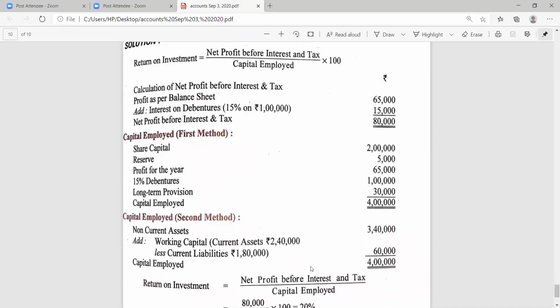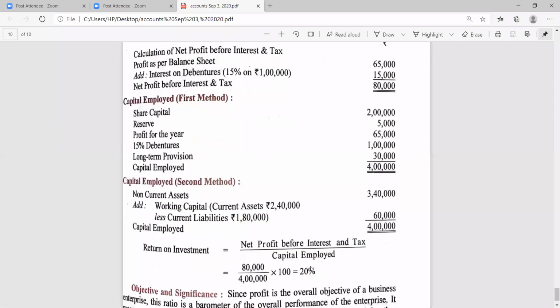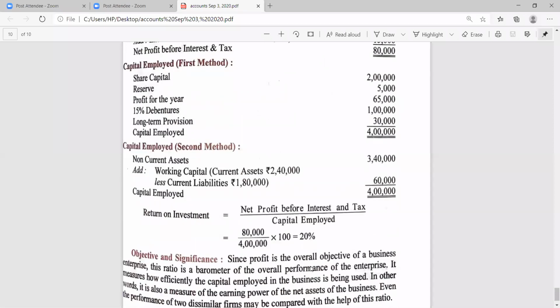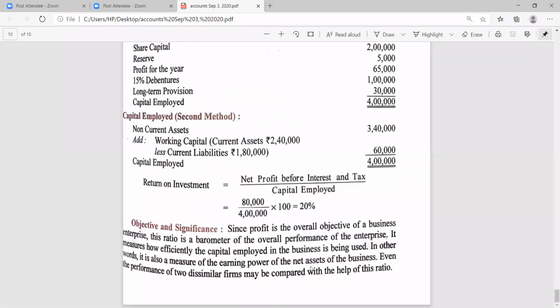Now the return on investment can be calculated by putting the values in the formula, and the formula is net profit before interest and tax divided by capital employed multiplied by 100, and it is 20%. Please mind it, all the profitability ratios are to be given as answers in percentage only, not in times. Profitability ratio in percentage. That is all for the day that we have done.